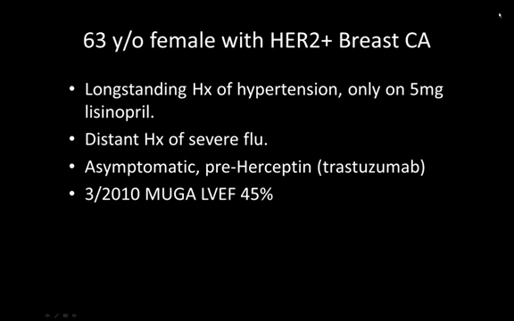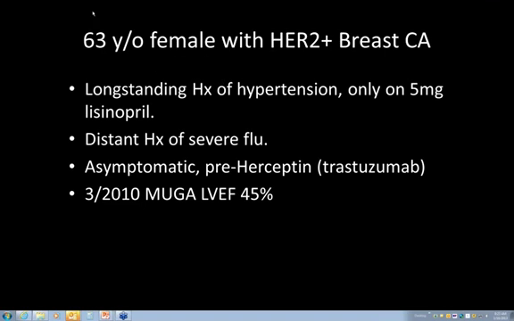And this is a typical case. This is a lady from my clinic, 63 years old, has HER2 positive breast cancer and a long-standing history of hypertension, and when I see her, she's only on 5 milligrams of lisinopril. So she's not at baseline, I didn't think, completely well treated for hypertension. And also 6 months ago she had a severe flu, which sort of skewed her history. But she was asymptomatic, had gone through 4 FEC cycles and was about to start Herceptin.